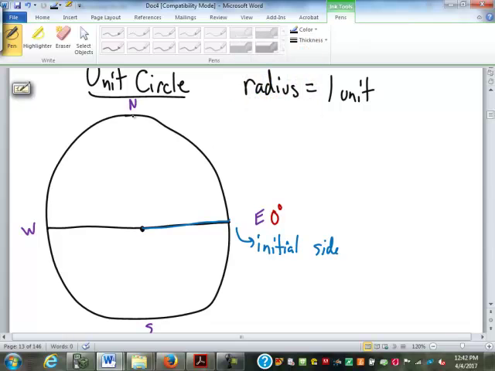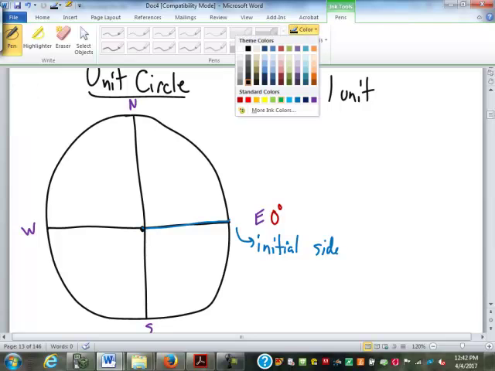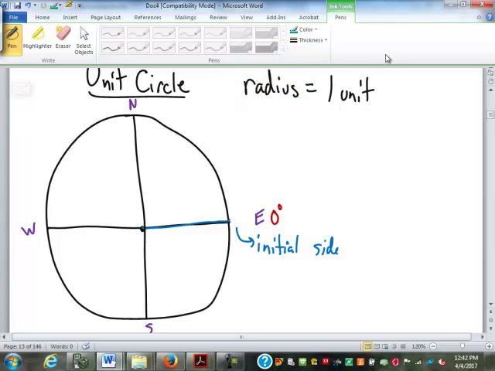Now I'm going to draw in, just for reference here, the vertical axis. Pretend that looks straight. And then all angles go counterclockwise around this. So 90 degrees would be at the north direction, and 180 would be at west, 270 at south, and 360 back at east.